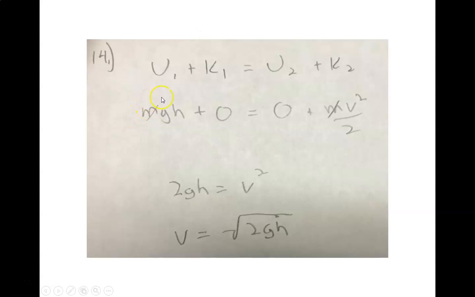So let's look at our equation. Our initial potential energy plus our initial kinetic energy equals our final potential energy plus our final kinetic energy. Initially, it's got potential energy only in the form of gravitational. There's no elastic potential energy or spring energy. So its potential energy is mgh. It doesn't have any kinetic energy to begin with. At the bottom of the hill, it doesn't have any height, so it doesn't have any potential energy, but its energy is in the form of kinetic energy.